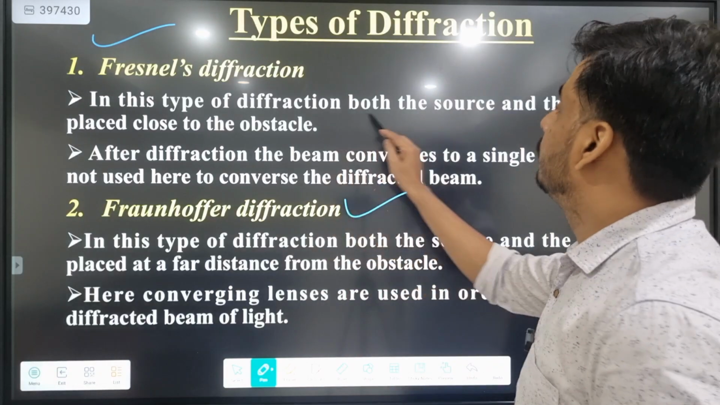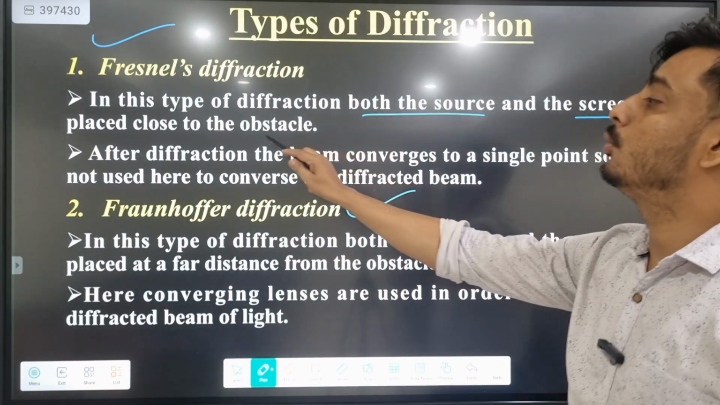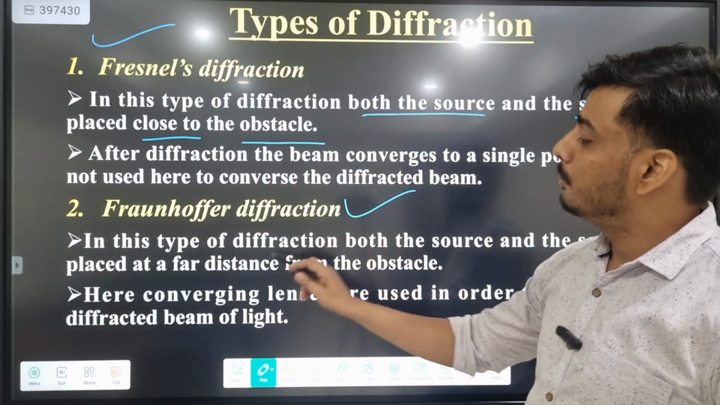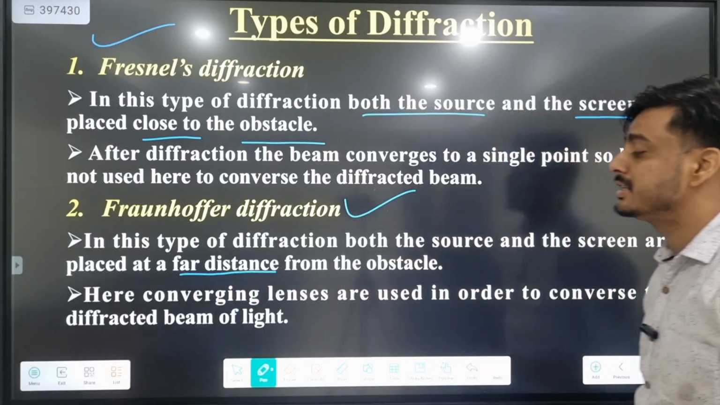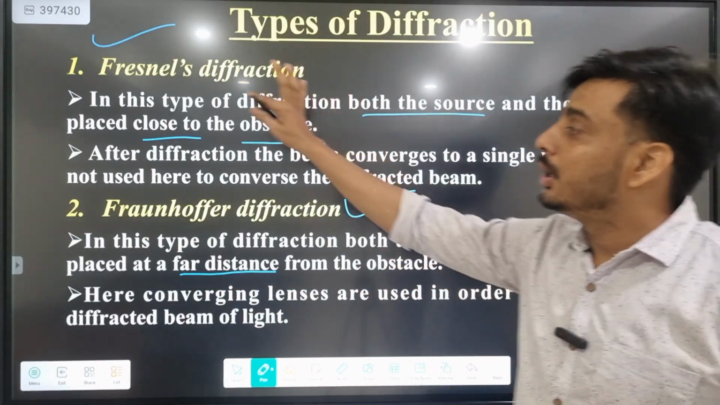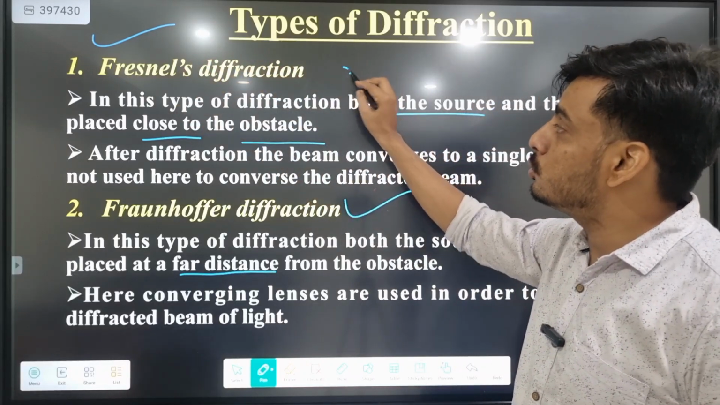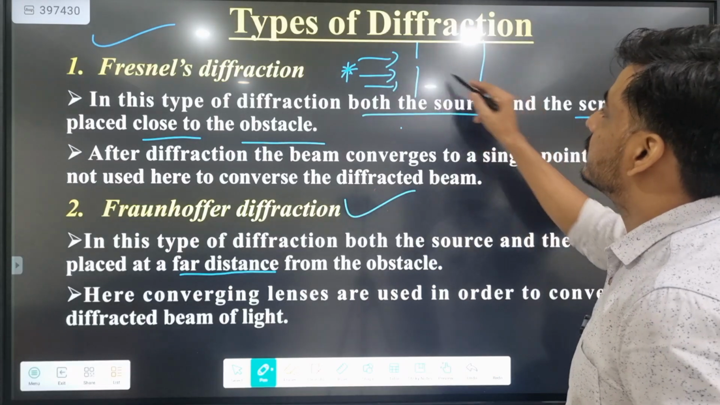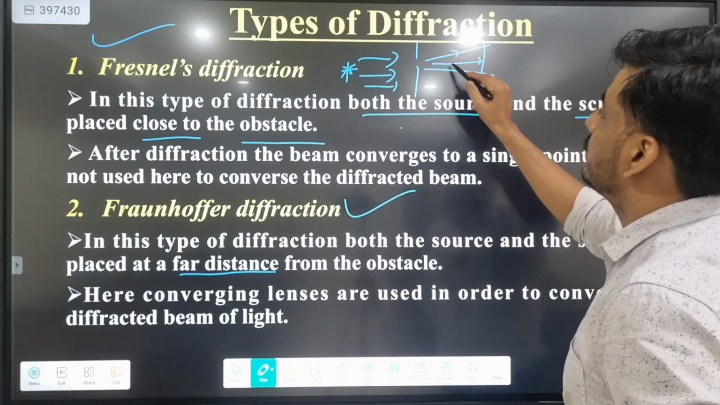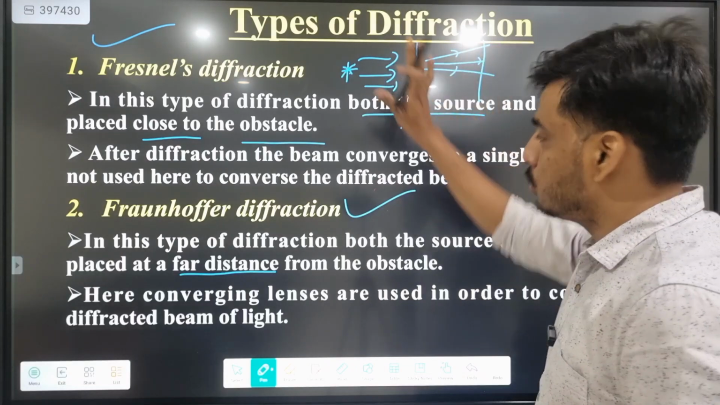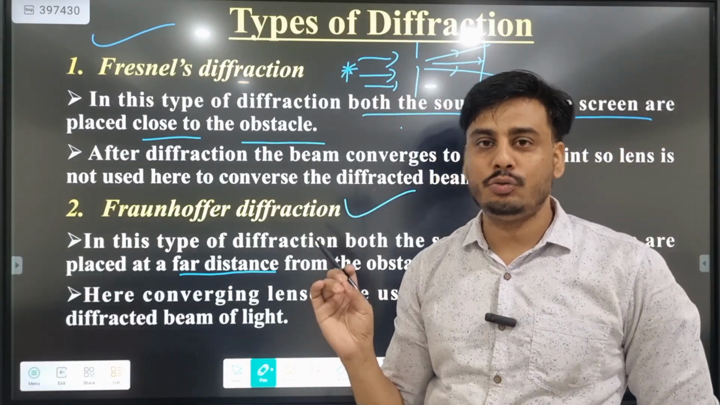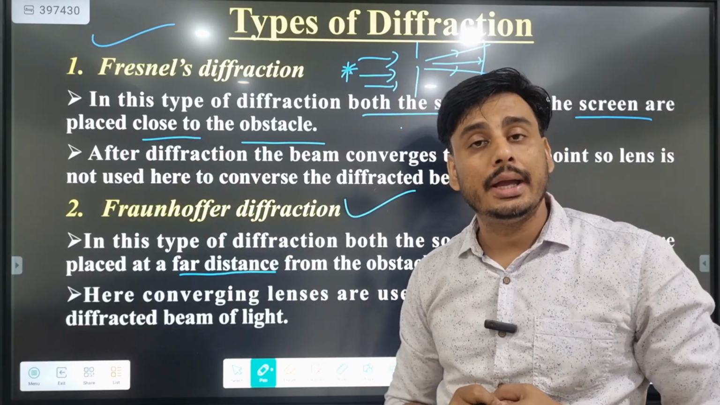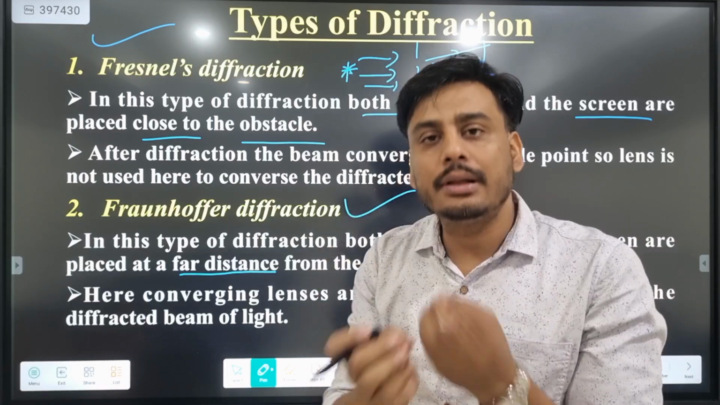So in Fresnel's case, both the source and the screen are present close to the obstacle. But in Fraunhofer, both are present at a larger distance from the obstacle. Since in the Fresnel case the source and screen are both close to the obstacle, with the source here, light travelling, the obstacle here, and a screen on which we observe the bending of light due to the obstacle, we don't need any lens to focus. But if the source and the screen are far away, in order to focus the light, we need a lens.